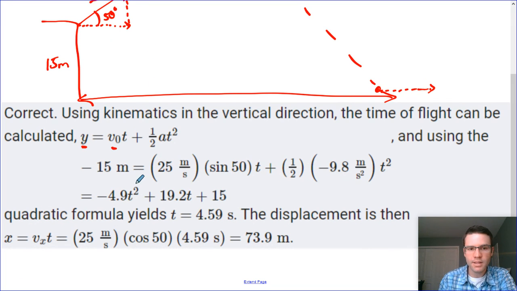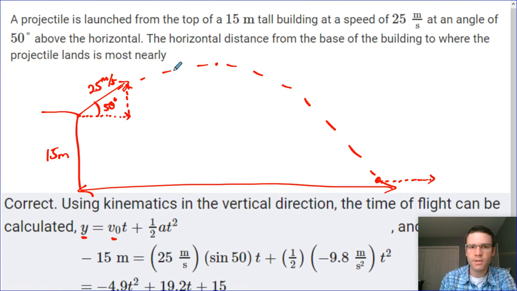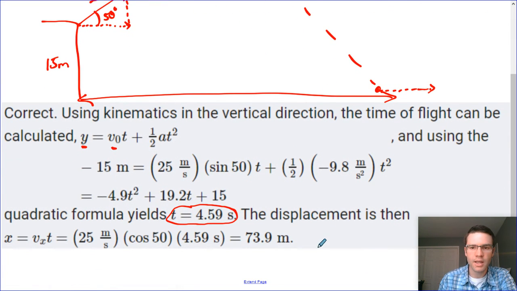And if you solve this equation, you get a time of 4.59 seconds. That's how long it takes the ball to travel its whole path all the way up and down and hit the ground below at negative 15 meters. Well, then displacement, we just said that this x value for the velocity is constant through the whole problem. Well, if you have a time and a constant velocity, velocity times time gives you a displacement. And your velocity would be 25 times cosine of 50. That's a component of x times your 4.59, and you get 73.9. This is one of your choices on your answer key.